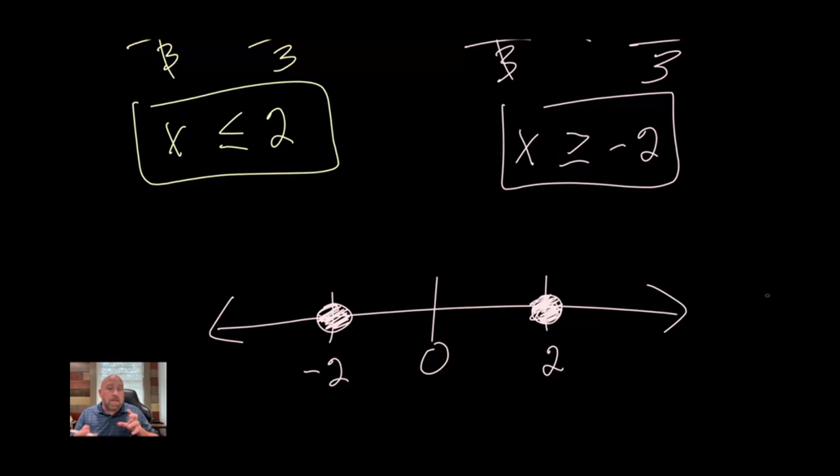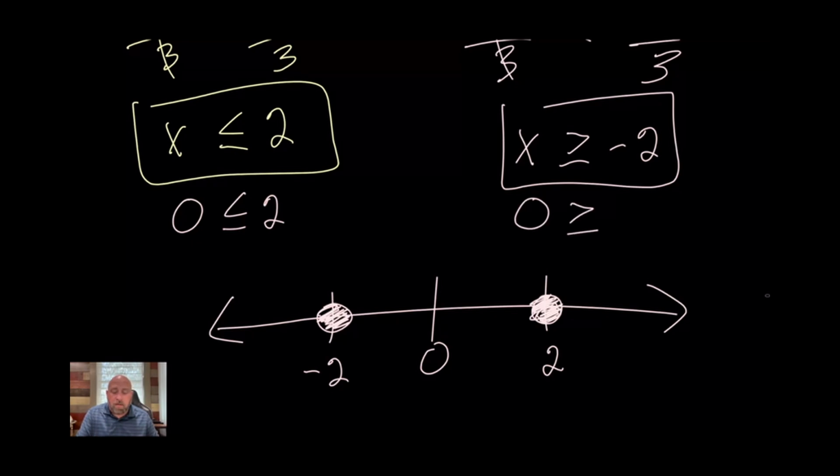And now we're just going to test our points. Okay, let's test the 0 to see if it's in the middle. So 0 is less than or equal to 2. That's correct. Let's try this. 0 is greater than or equal to -2. That is also correct. So this one would be colored in the middle.